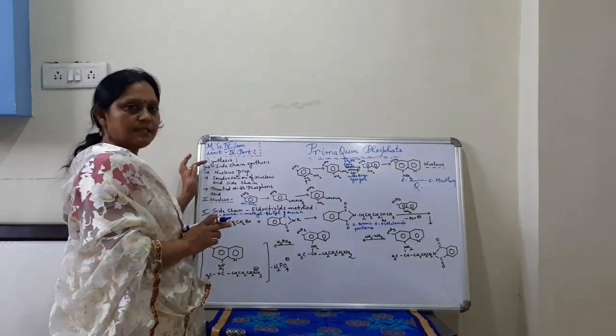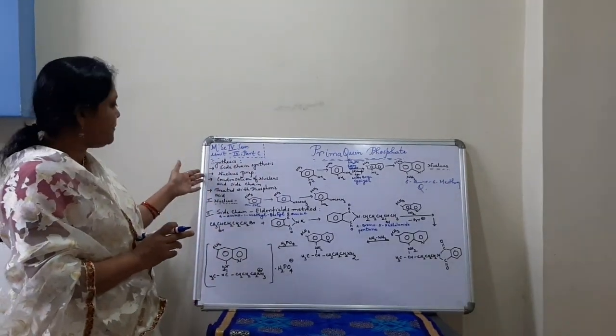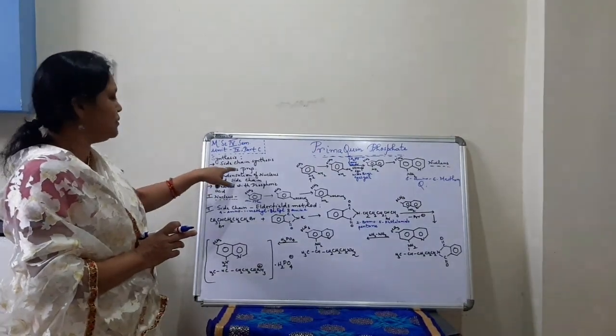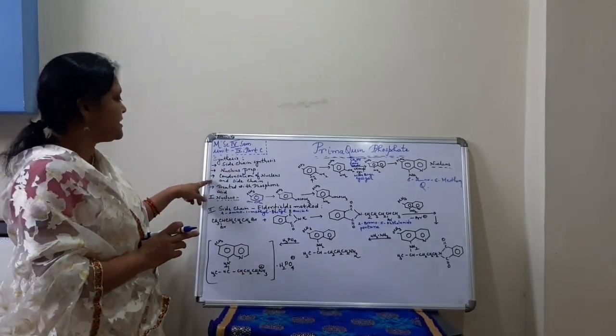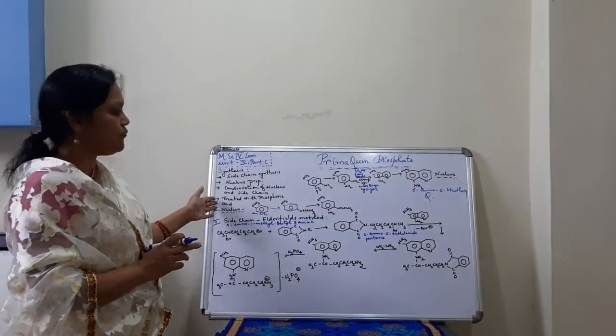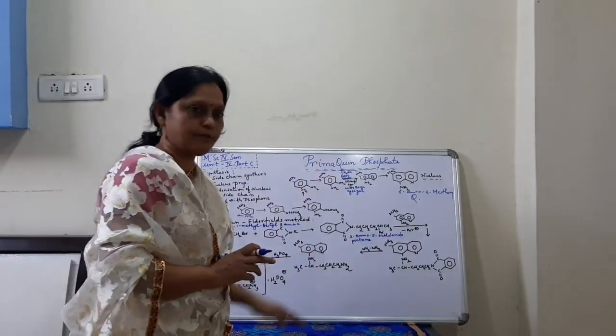So we start with the synthesis of primaquine phosphate. These are the steps. Step 1, formation of the side chain. Step 2, preparation of nucleus. Step 3, condensation of nucleus and the side chain. And step 4, to treat it with phosphoric acid to convert it into the phosphate salt.